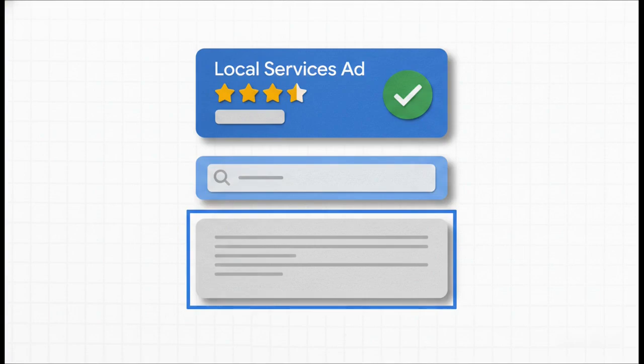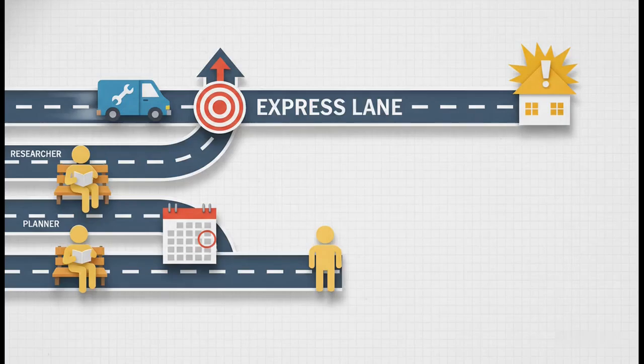Perfect. But the second one, local services ads, or LSAs, these are an absolute game changer. Why? Because you pay per lead, meaning a real phone call, not just a click. Plus, you get that Google Guaranteed badge at the very top of the page, which builds instant trust. The bottom line is, both of these campaigns put you directly in front of customers with the highest possible intent. These aren't people just doing research for some project down the road. These are people who need help now. And that makes them the absolute most efficient way to spend your first advertising dollars.